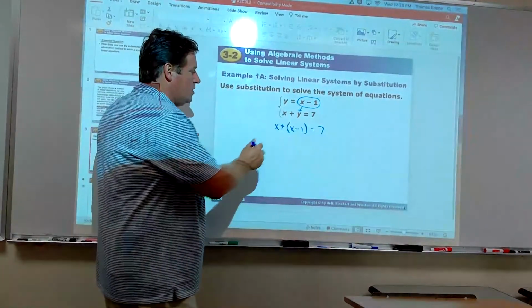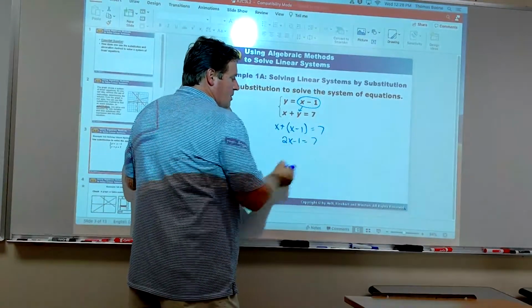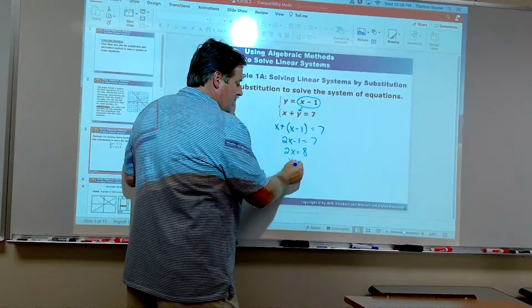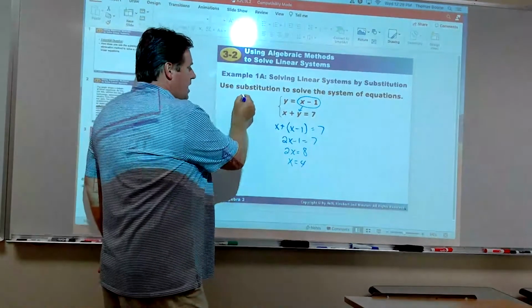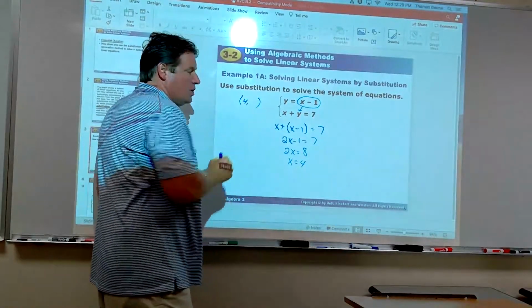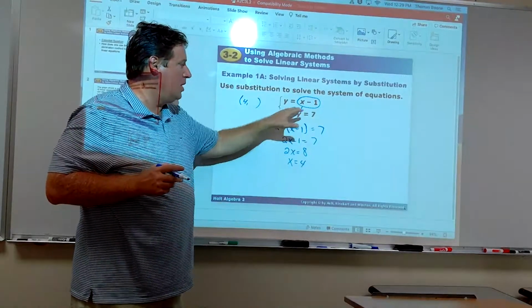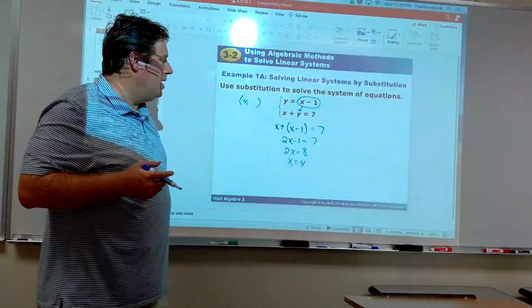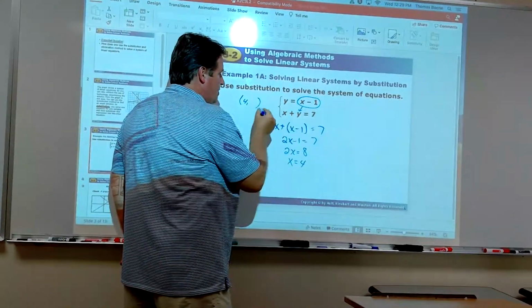So what we can do here is add these two together. We get 2x minus 1 equals 7, and then 2x would equal 8, and then x, of course, would equal 4. So 4 is the x-coordinate of the point at which they cross. Now you can take that 4 and put it back into either one of the two equations, and it doesn't matter which one, to solve for y. So if we put 4 back up top here, well, 4 minus 1 is 3.